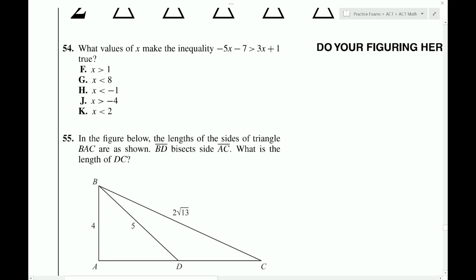What values of x makes this true? So we can add 5x to both sides. All right, so that gives us 8x there. We could subtract 1. Okay, we could divide by 8. So we get -1 greater than x, or in other words, x less than -1.